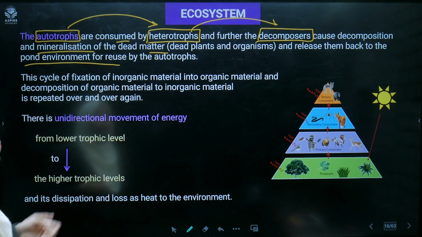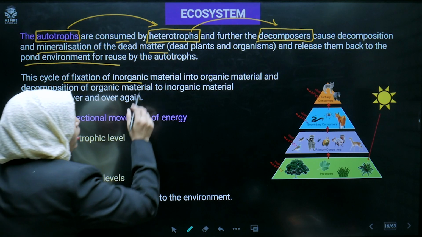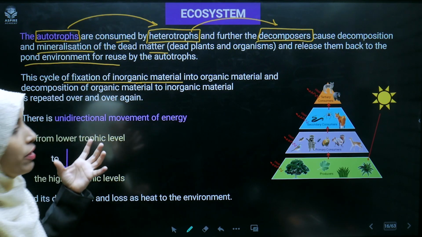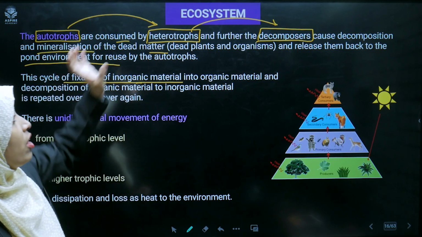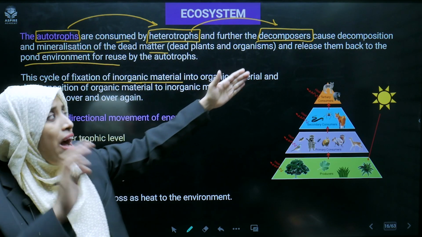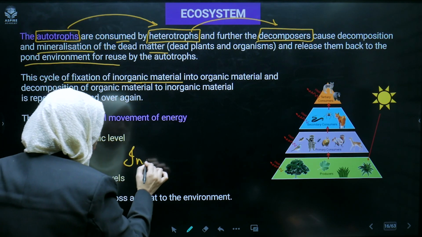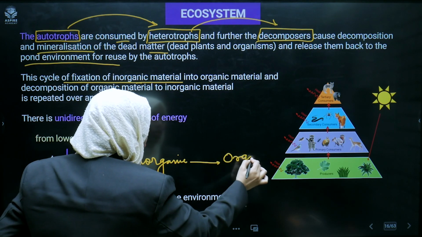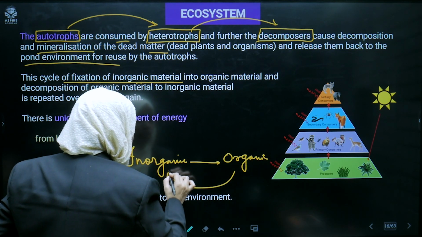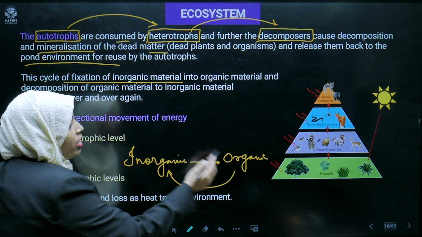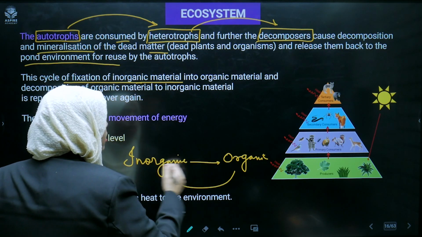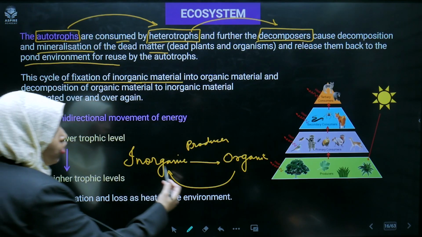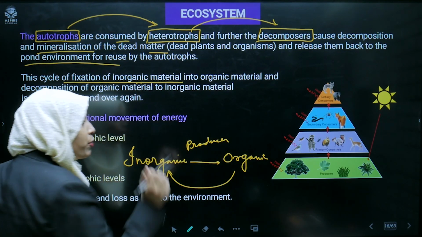ये cyclic process है. ठीक है, this cycle of fixation of the inorganic material into organic, finally what is happening? Plant जो food बना रहा है with the help of inorganic, और finally the decomposers they'll convert back. मतलब inorganic matter is being converted to organic, and organic matter will again be converted into inorganic. So inorganic से organic किसने convert किया? Here, there are the producers, and so firstly inorganic matters are converted to organic by the producers.